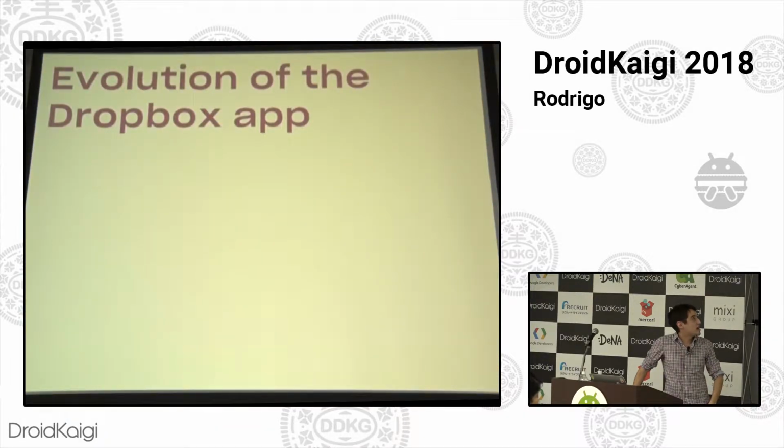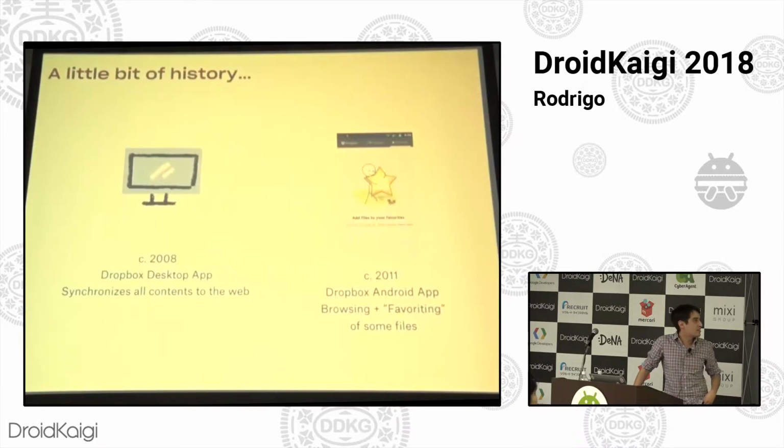Okay, so the evolution, a little bit of history of the Dropbox app. I don't know if you've ever used Dropbox, but it started in 2008 as a desktop app. You install this client, select a folder, and all of those folders and files are synced from your laptop to the web. It basically synchronizes everything, so whatever content you have on the web will be synchronized locally. There's a way to opt out if you have a very big folder you don't want to synchronize, but basically the idea is that you want everything that's in the cloud on your laptop.